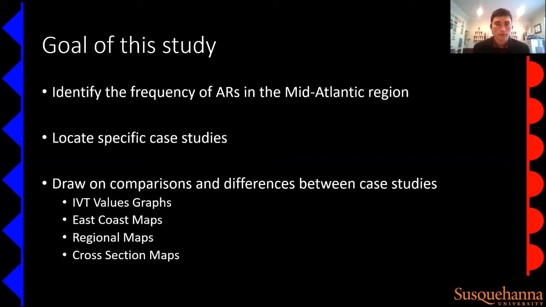The goal of this study was to identify the frequency of ARs in the Mid-Atlantic region, and from the frequencies, locate specific case studies that were significant. And then from the 3 case studies that I picked, drawing comparisons and differences through IVT value graphs, East Coast and regional maps of the Mid-Atlantic region, and cross-sectional maps of the Mid-Atlantic region that I picked.